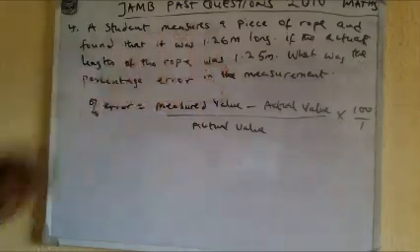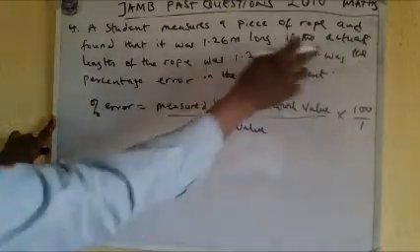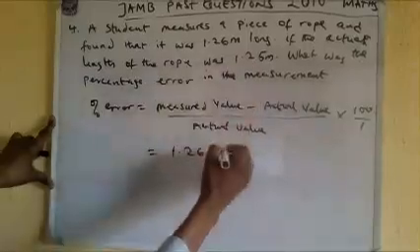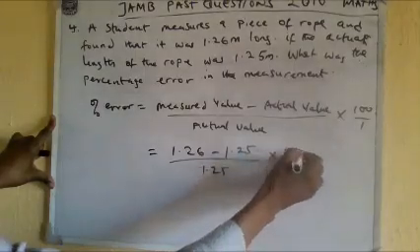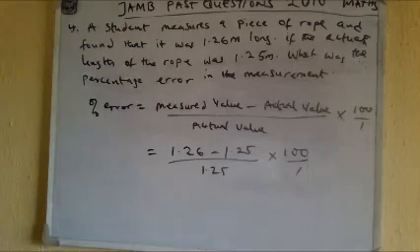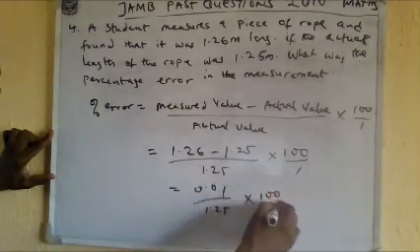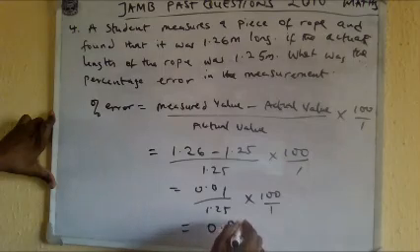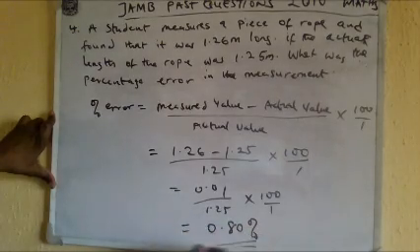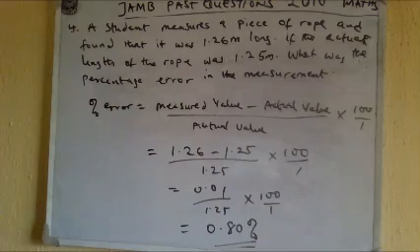Measured value is 1.26. That's what he measured by mistake. Meanwhile, the actual measurement of the rope is 1.25. Then over actual, 1.25, times 100 over 1. So do the difference. The difference at the top is 0.01, 0.01 over 1.25 times 100 over 1. So the final answer here is 0.80 percent. So 0.80%. That's the final answer. Okay.